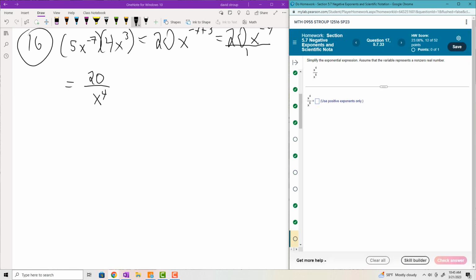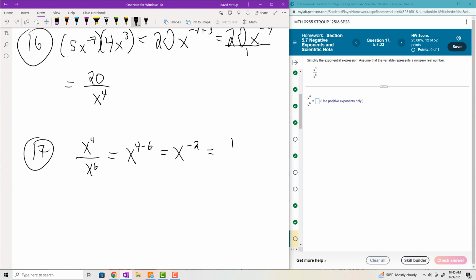Here we have some repeated bases. So number 17, we have x to the 4th all over x to the 6th. So you can subtract the exponents, so you can bring the 6 up and subtract, and you'll have x to the 4 minus 6. But that's going to give you a negative exponent, and then you're going to have to move that back downstairs. So the rule of thumb to avoid negative exponents, you're kind of moving up or down.